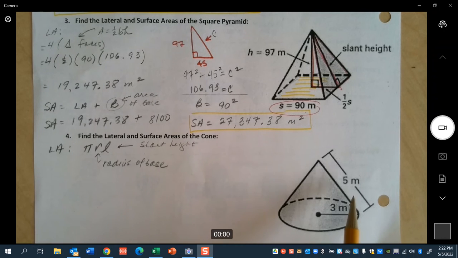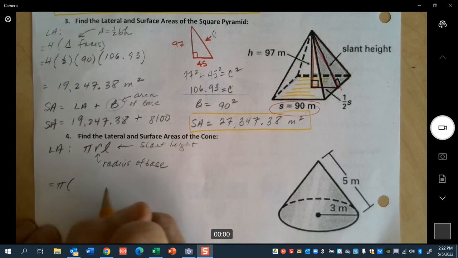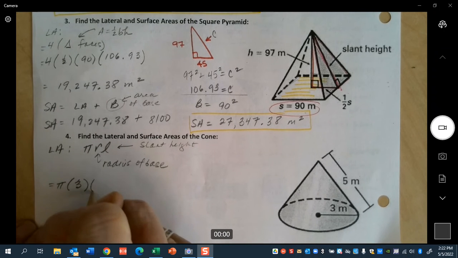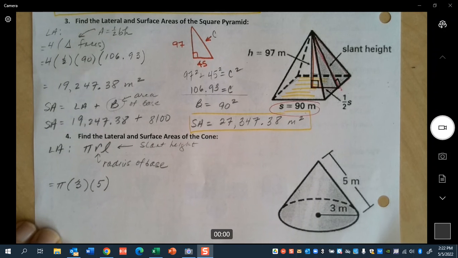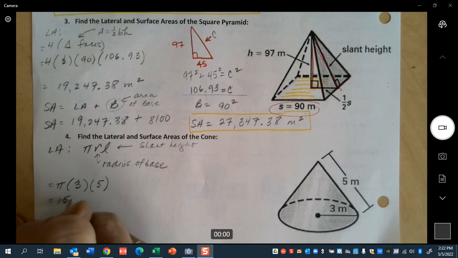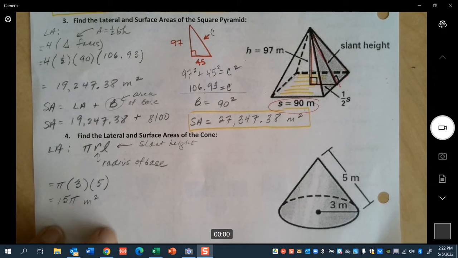So when we go to find the lateral area of this cone, it's going to be equal to pi times the radius of my base times the slant height of my side. So I've got 15 pi square meters as the surface area of the side of my cone, that area of the sector.